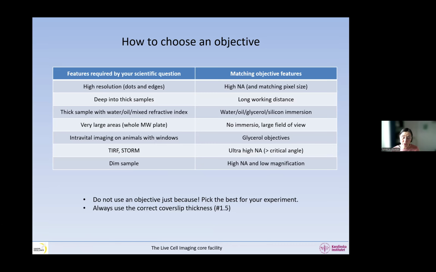Always use the correct cover slip thickness, so just go for 1.5. And if you have a ring on your objective, you need to set it to the correct place. And please clean the objective carefully, no scrubbing, okay? No pushing and scrubbing, you're going to remove the crystal coating.